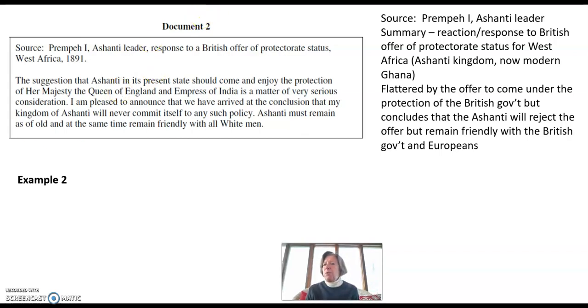So my source is Prempeh I, an Ashanti leader, and the summary is his reaction or response to the British offer of protectorate status for West Africa. His is the Ashanti Kingdom, which is now modern Ghana. He is obviously flattered by the offer to come under the protection of the British government, but concludes that the Ashanti will reject the offer, but remain friendly with the British government and Europeans.